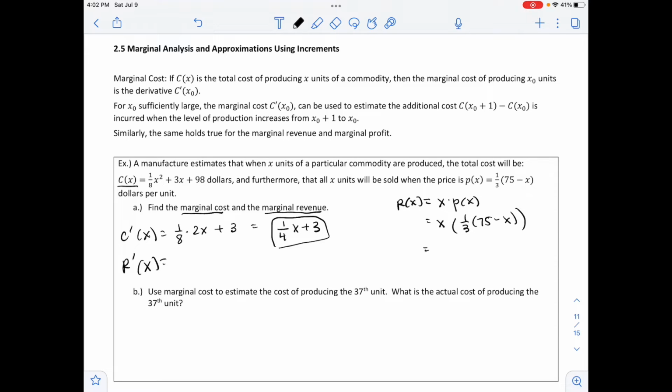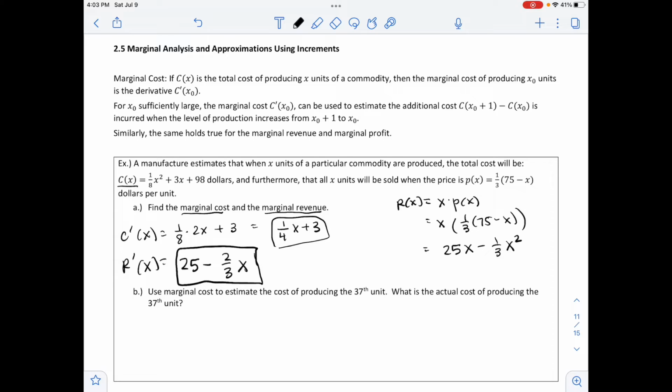And so I'm going to end up with 75 divided by 3 is 25 X minus 1/3 X squared. And so now taking the derivative of this revenue function, we get 25 minus 2/3 X. And so this will be our marginal revenue function.